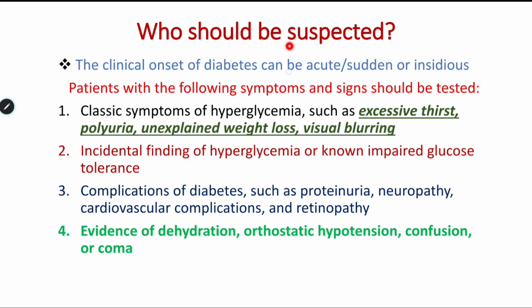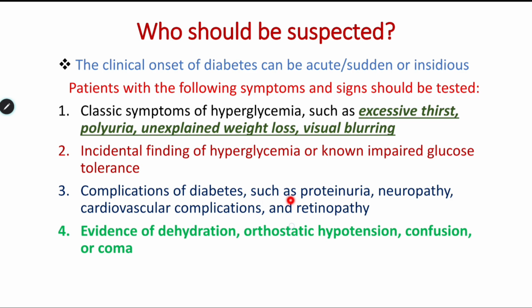Who should be suspected for diabetes? Clinical onset of diabetes can be sudden or it can be insidious over several years. Patients with the following symptoms should be tested. Classic symptoms of hyperglycemia are excessive thirst, polyuria, actually it is polyuria which causes polydipsia, and unexplained weight loss because muscles are not able to utilize the glucose in the blood. Visual blurring, maybe because of deposition of AGEs in the lens, and retinopathy. Incidental finding of hyperglycemia or known impaired glucose tolerance.